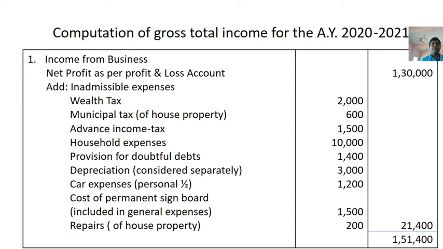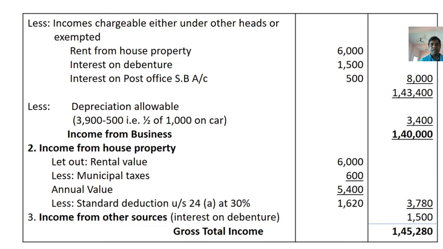is disallowed. Cost of permanent signboard included in the general expenses, it is a capital expenditure, 1,500 is disallowed. Repairs of house property, this is the expenditure related to other heads, so it is disallowed, rupees 200. Total inadmissible expenses is 21,400. We need to add net profit as per the profit and loss account 1,30,000. Aggregate value is 1,51,400. This is the resulting figure.